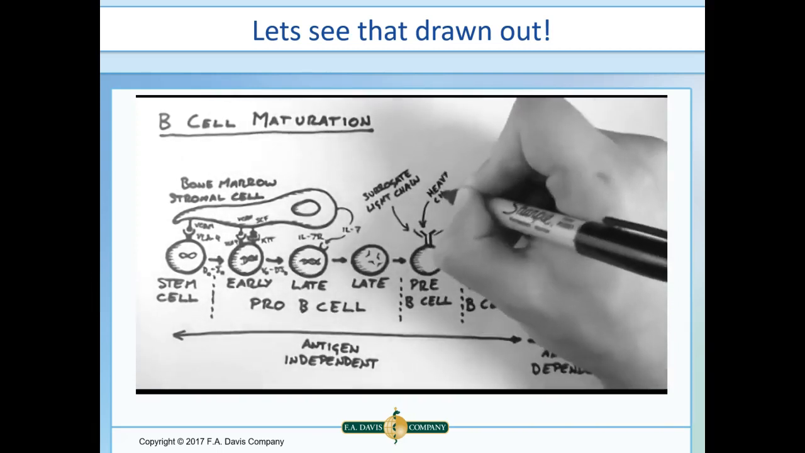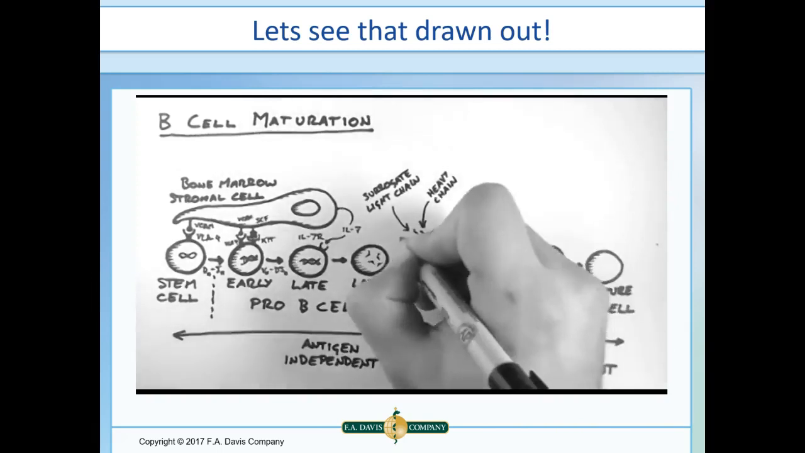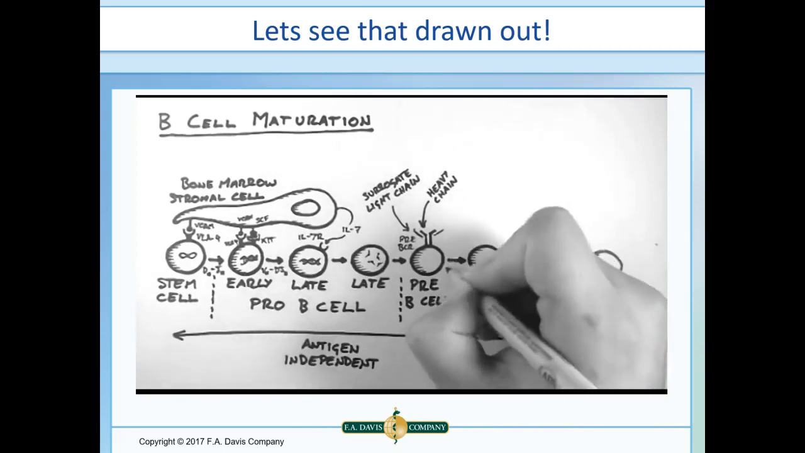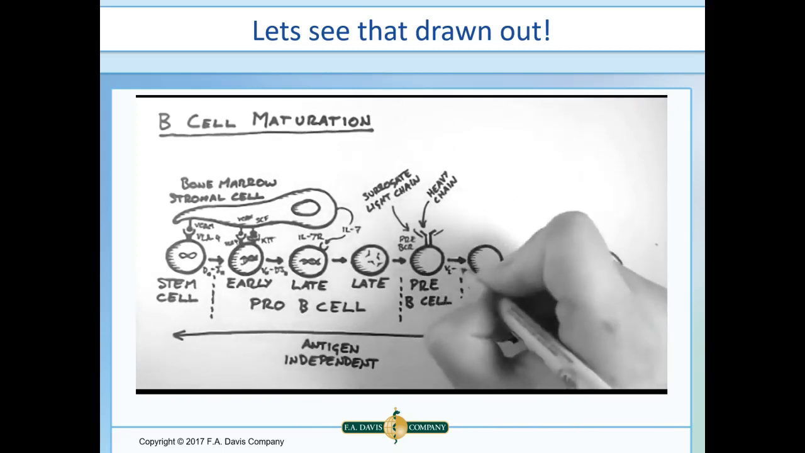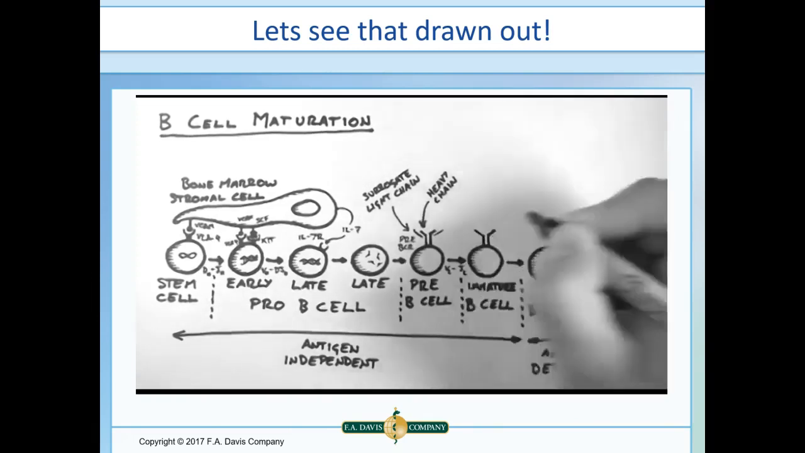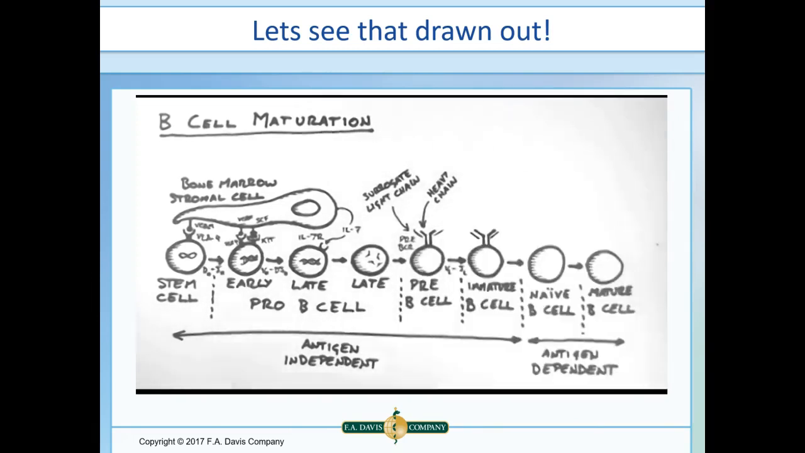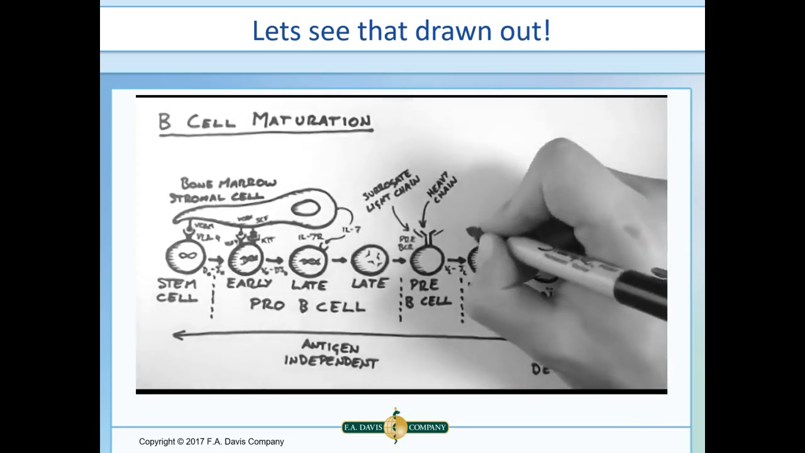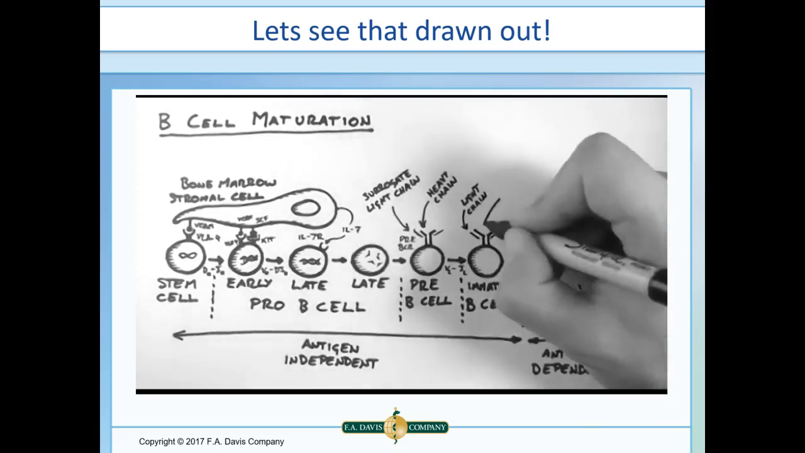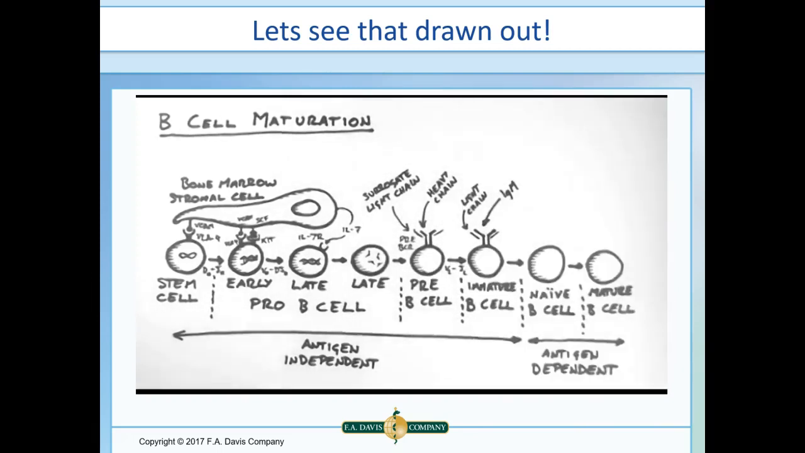This is known as the pre-B cell receptor, or the pre-BCR for short. At this point, light chain VJ rearrangement occurs. Then the light chain and heavy chain present together on the surface of the cell. This is an immunoglobulin or an antibody known as IgM.